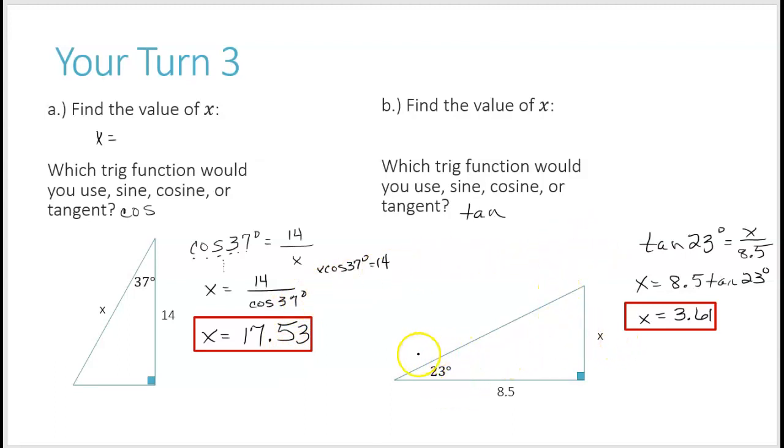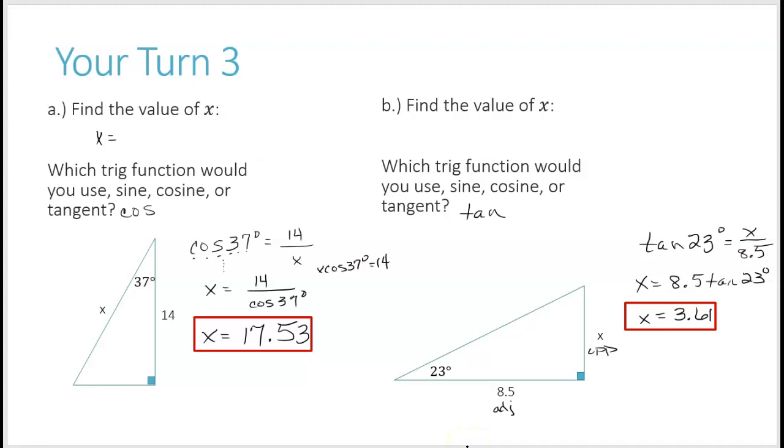23 degrees is the angle that we need to work with, so let's identify that, make sure we know where it's at. The X serves as my opposite side, and the 8.5 serves as my adjacent side. My hypotenuse in this case is left blank. So tangent of 23 is equal to opposite, which is x, over adjacent, which is 8.5. And then I just simply multiplied by 8.5 on both sides. Got 8.5 times the tangent of 23 degrees, and I got x equals 3.61.